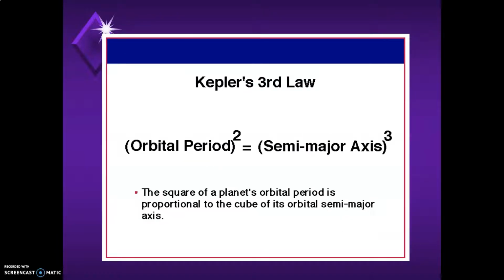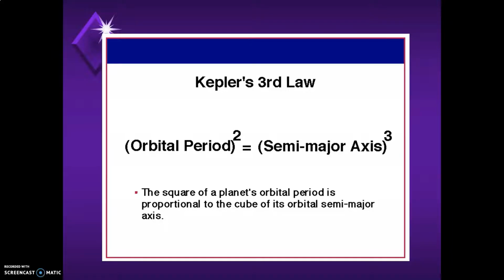Okay, third law, Kepler's third law. It's another math equation. You're going to need a calculator when you're calculating Kepler's third law. So I call it big P squared equals little a cubed. Big P squared equals little a cubed.